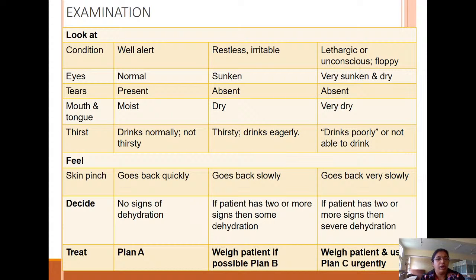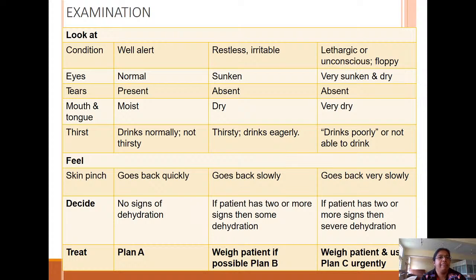So when the child is brought, during your examination, you are going to look at the child and observe certain things. Once you have finished observing, then you are going to feel something, decide and treat. So you are going to look at the child, then depending on that you are going to decide under what plan he should be given, under what severity he is fitting, and what treatment should be given.